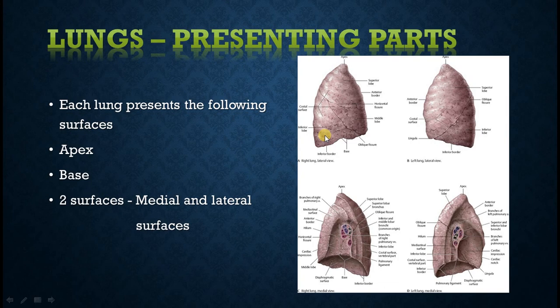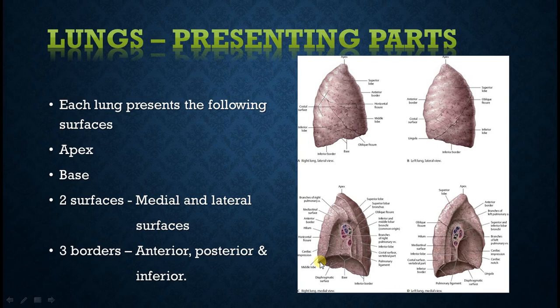Simply you can put it as the lateral and the medial surface. Okay, and each lung has three borders: the anterior border to the front, the posterior border behind, and then a round border you see, which is called the inferior border.